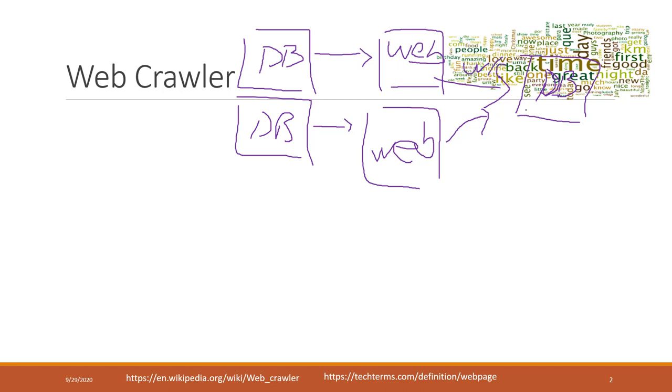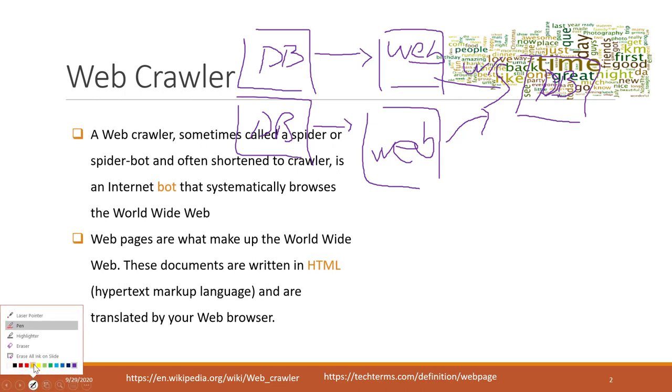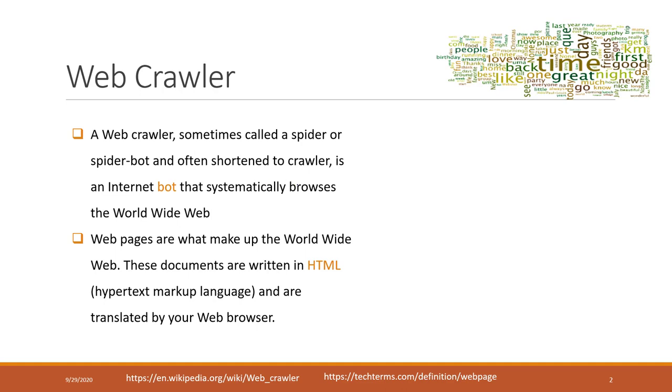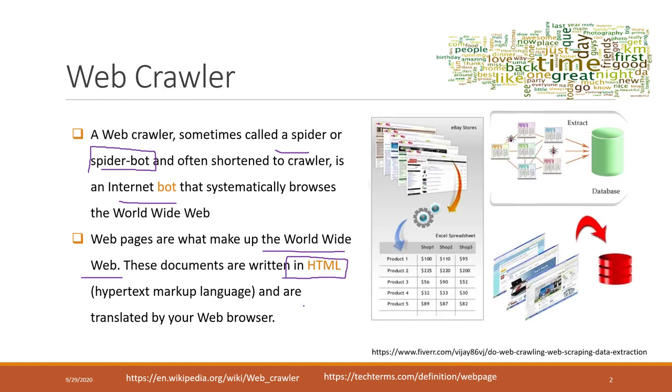A web crawler is a process by which we collect data from different websites by using a spider or spider bot. You can design a spider bot by using different programs or different tools. In our class, we are going to learn to use Python. We can use Python as an internet bot or spider bot that can automatically crawl the data from any website, from web pages. The web pages are made up of documents on the World Wide Web, and those documents are written in HTML. That is also the reason that we are going to learn HTML in this class.